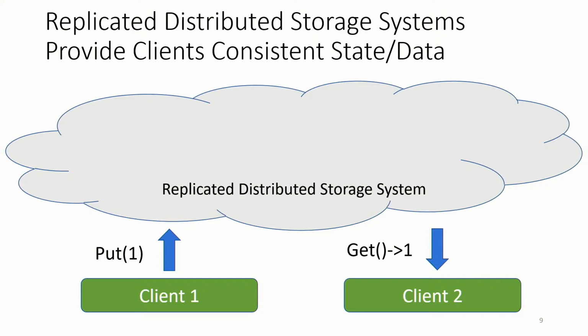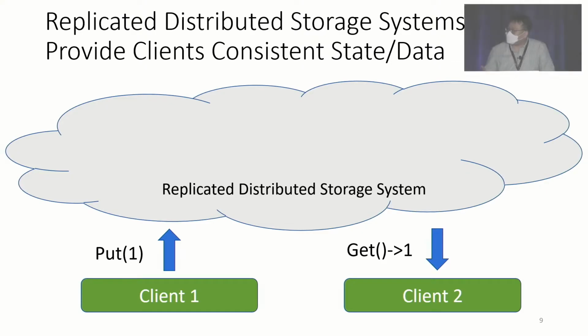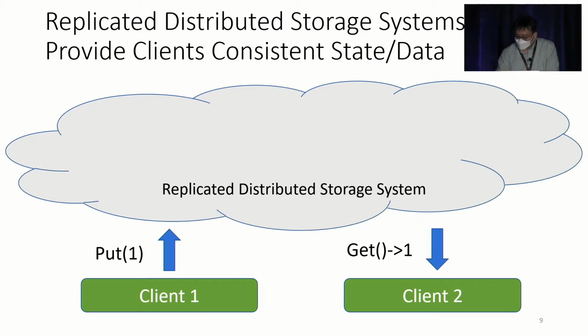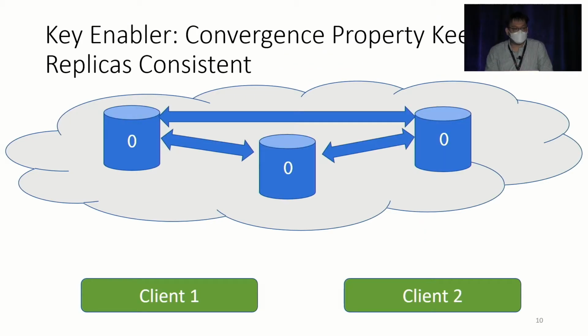So what happens internally is as follows. Let's say there are two clients, and client 1 sends a put request writing value 1 for some key. And after some time has passed, another client expects to read the value that's written by the previous put, which is 1 in this case. The key enabler for this is the convergence property that keeps the replicas consistent.